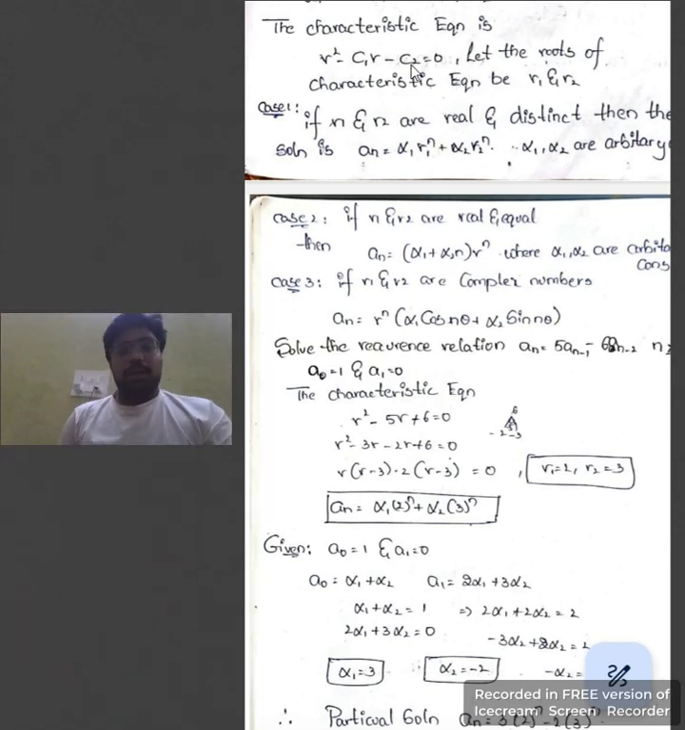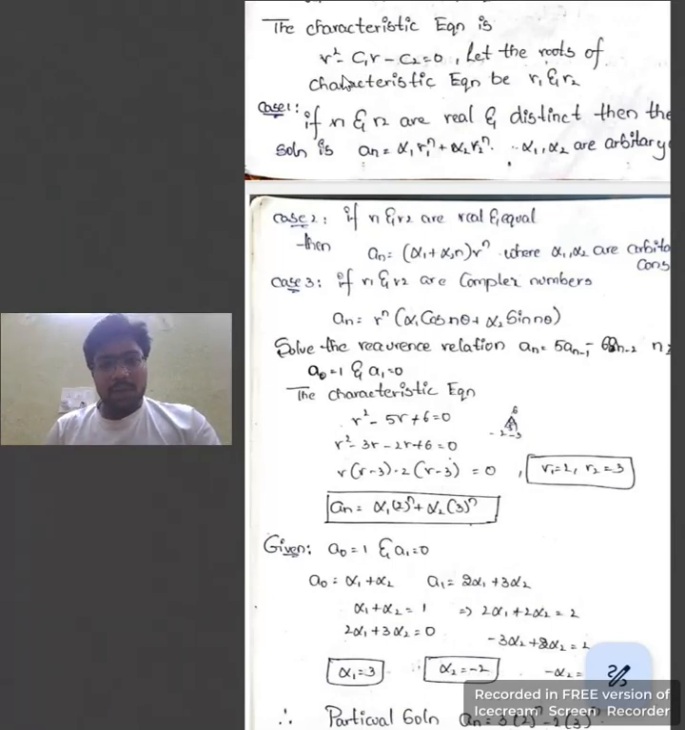Today I am going to explain recurrence relations and their characteristic equations. Let the initial quadratic equation be r square minus c1 r minus c2 equal to 0. Here the characteristic roots will be r1 and r2. It consists of three cases.